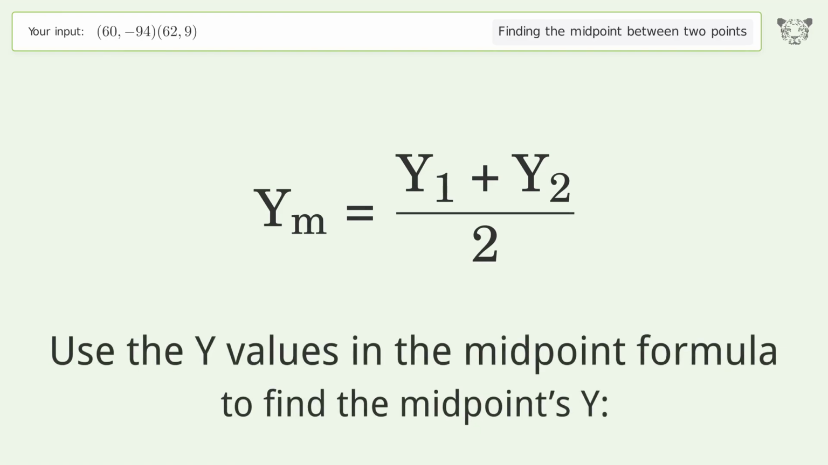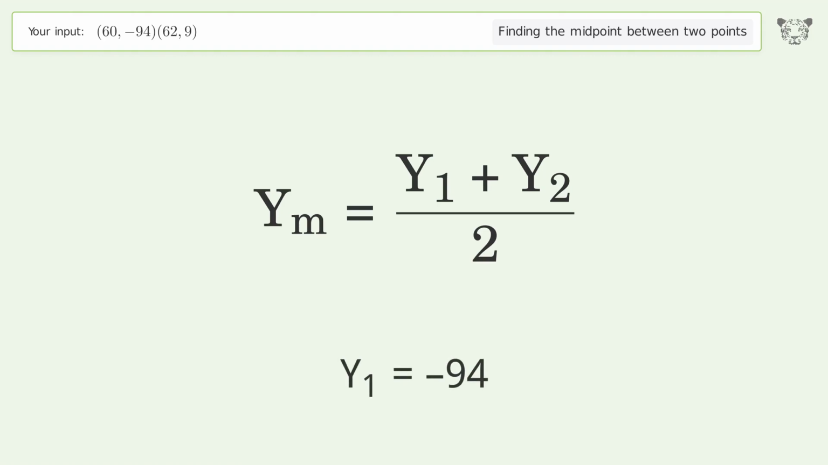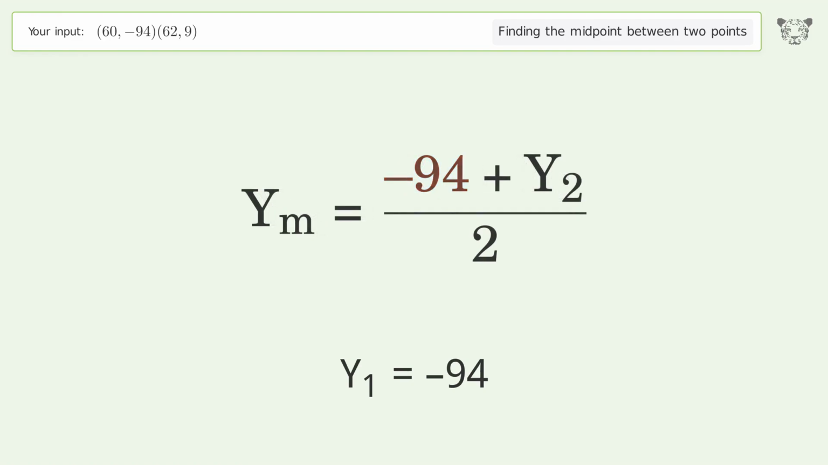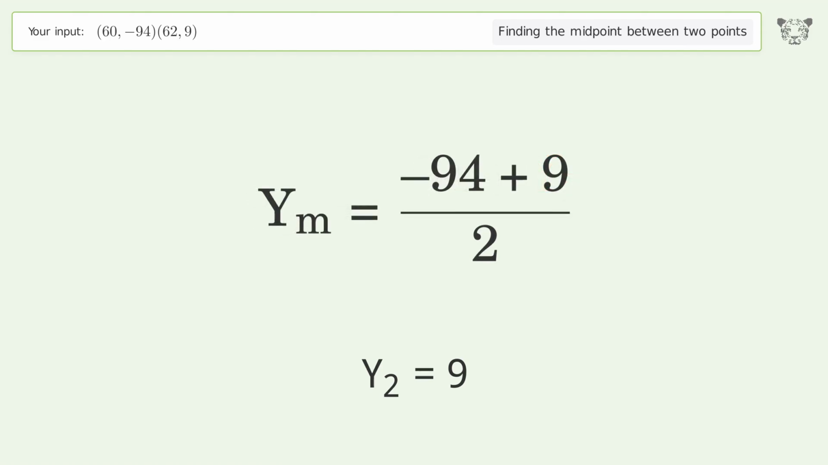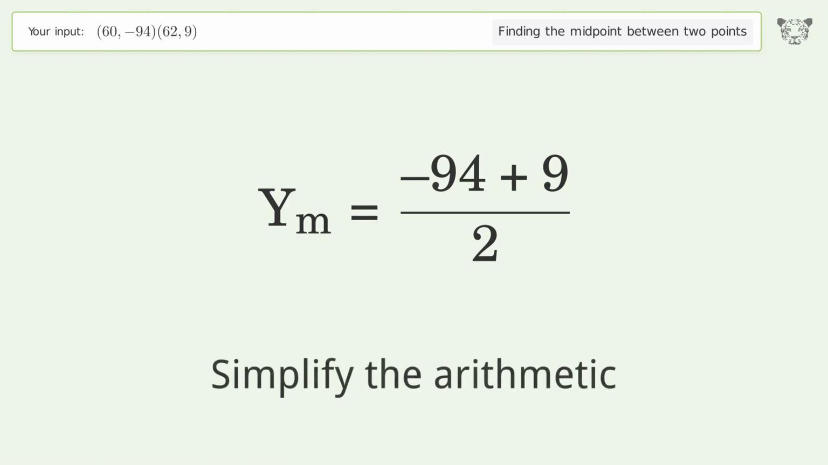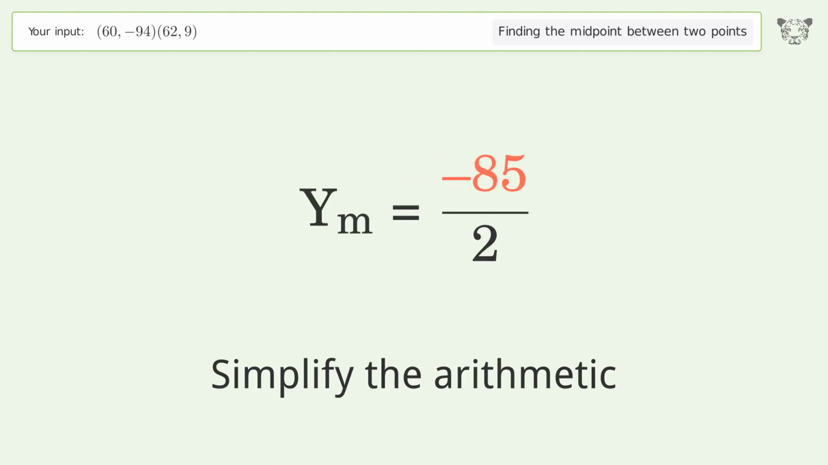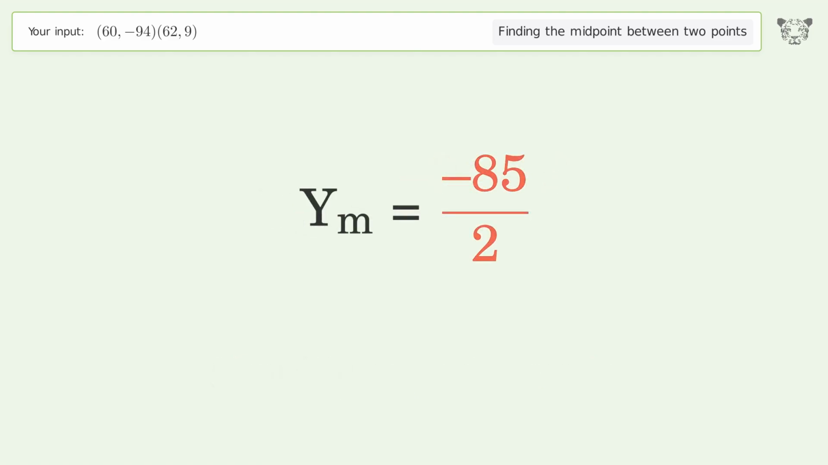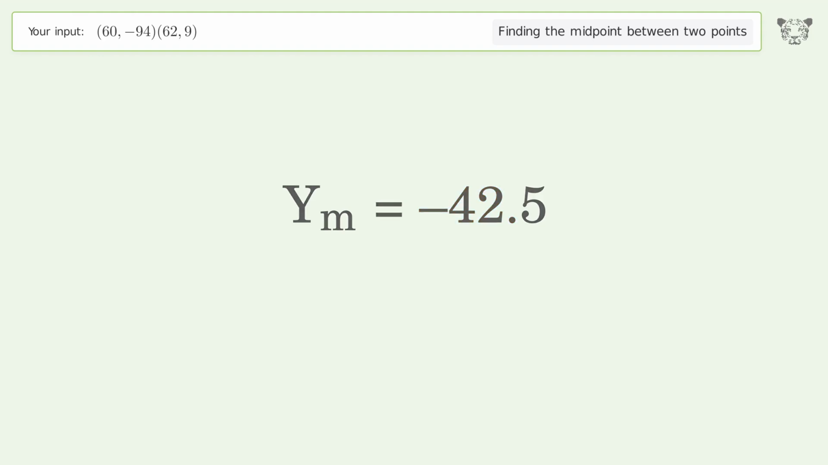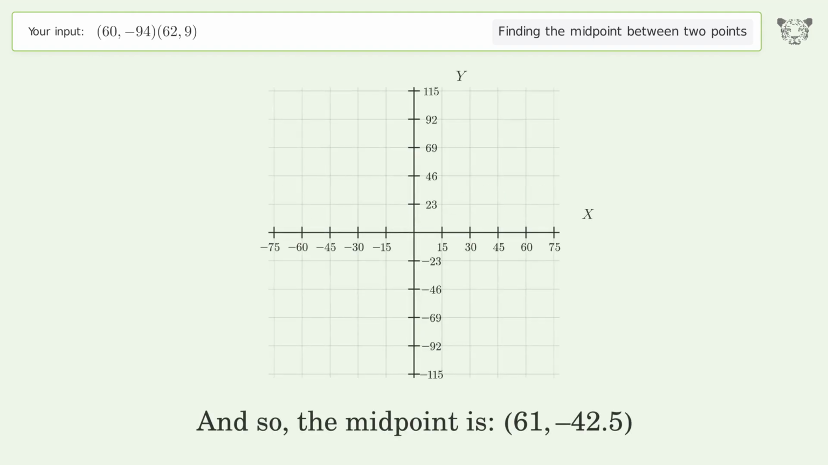Use the y values in the midpoint formula to find the midpoint's y. y1 equals negative 94. y2 equals 9. Simplify the arithmetic. And so, the midpoint is 61, negative 42.5.